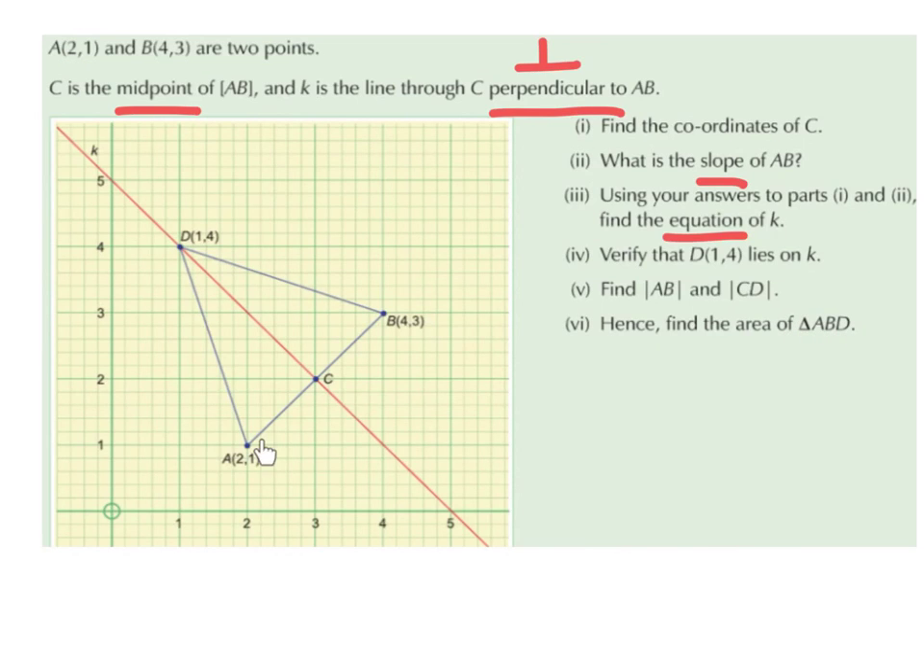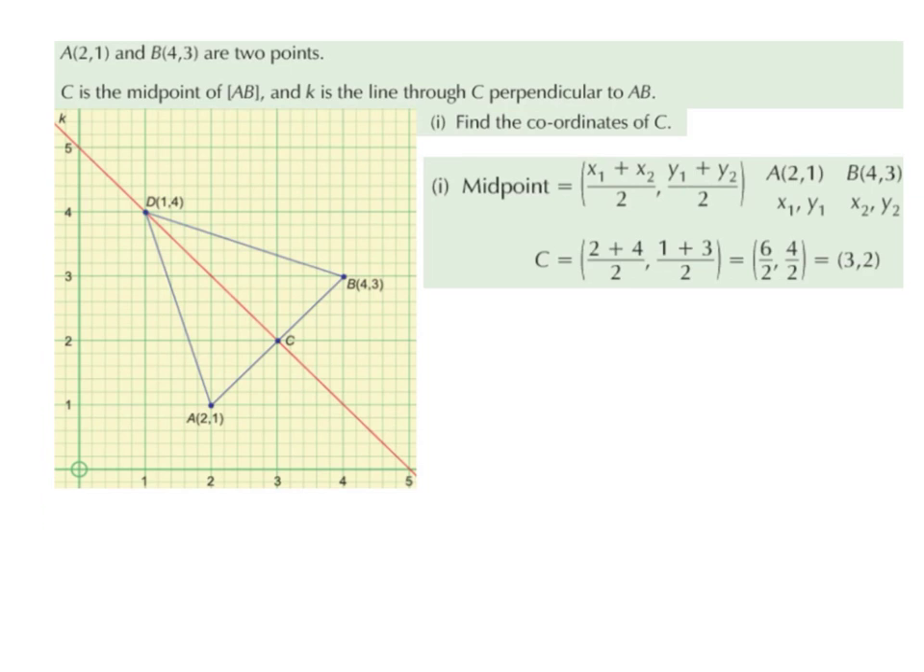So this is the triangle ABD. And this is C, the midpoint of AB. So part 1, find the coordinates of C.